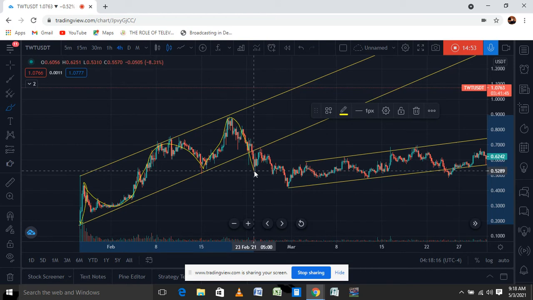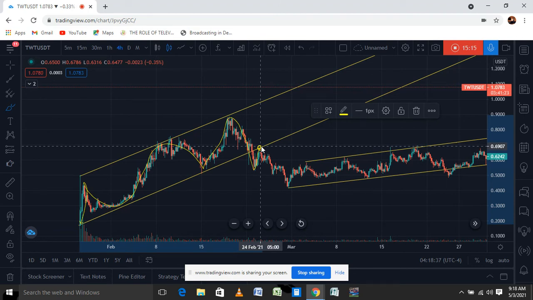See what happened. Just notice. Look very closely at your screen. After this trend line support was broken, see what happened there. It came back up and tested this previous support trend line, which is now acting as a resistance. So this one now is acting as resistance.